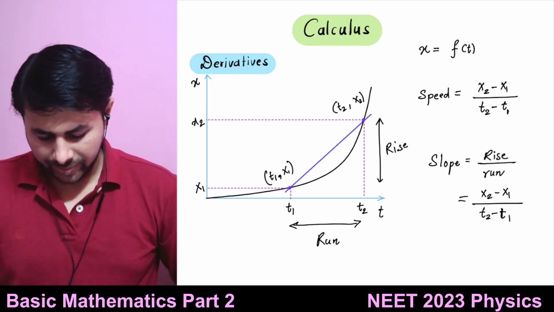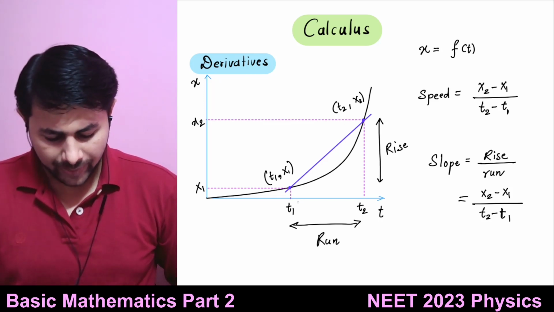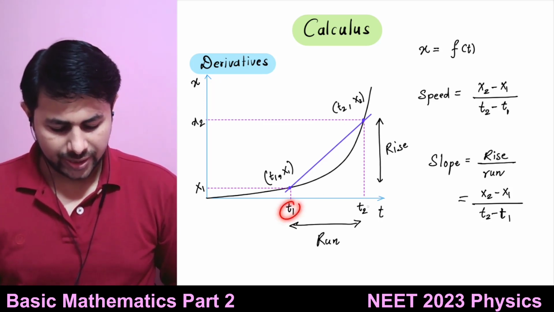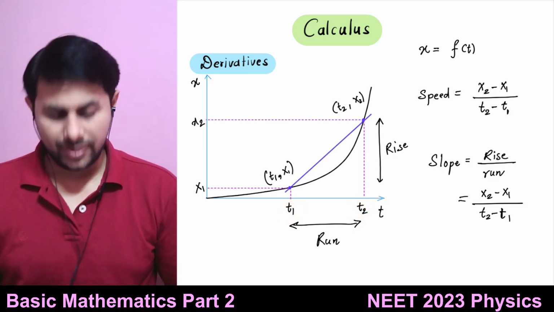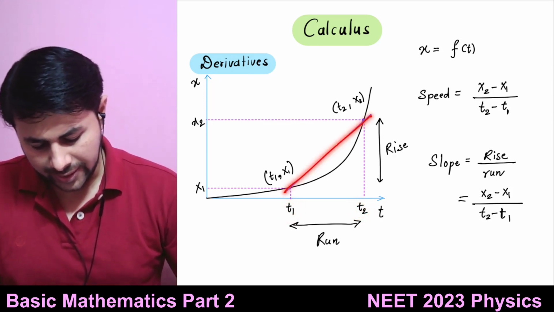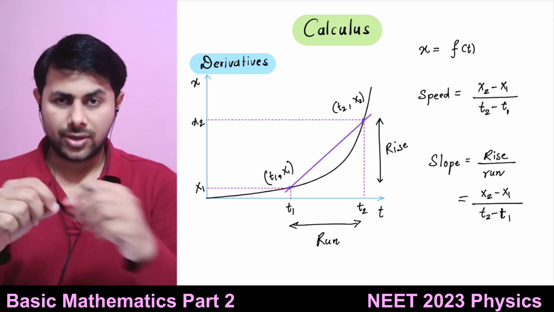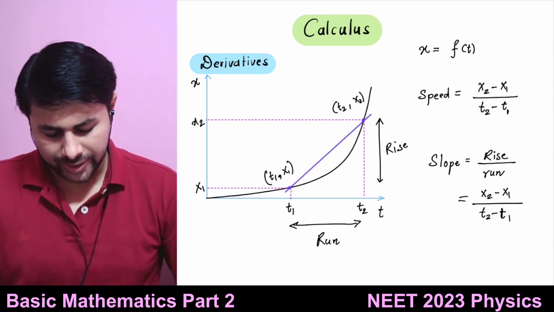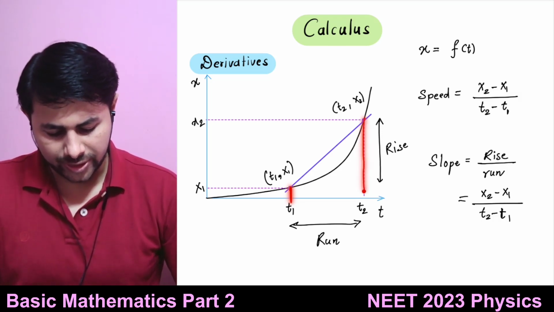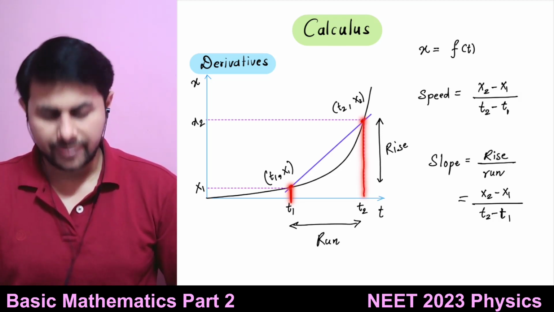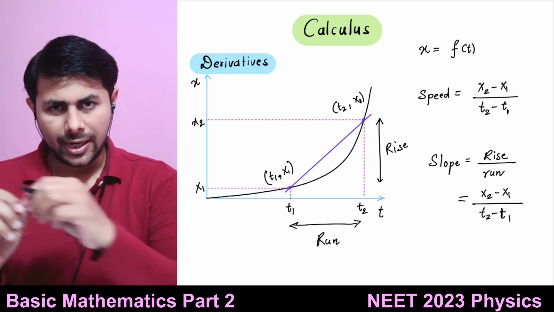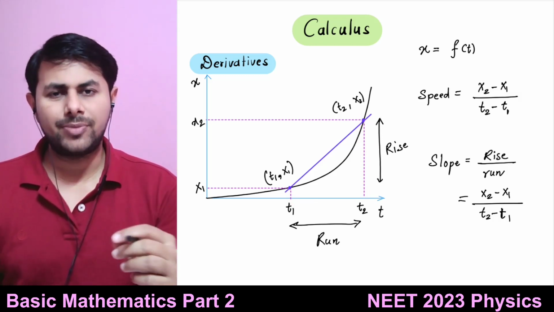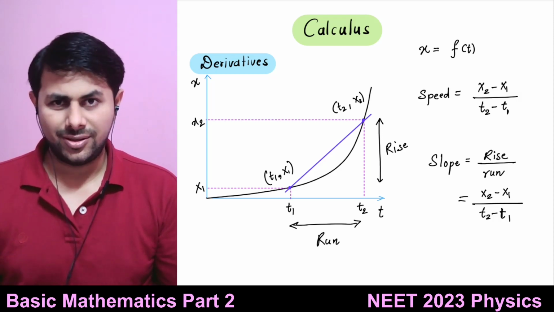Okay, so what I am doing is I am finding the speed between t1 and t2. And what is the speed? So if I draw a line like this, I take those points on the curve, the point corresponding to t1 and the point corresponding to t2, then I draw a line passing through those 2 points, and the slope of that line gives me the speed.